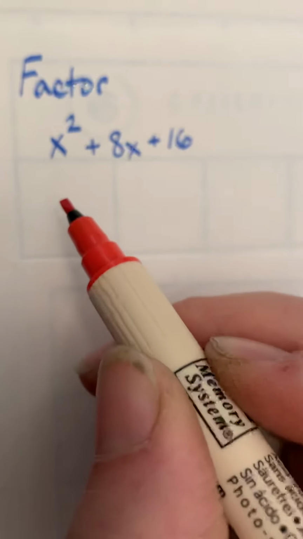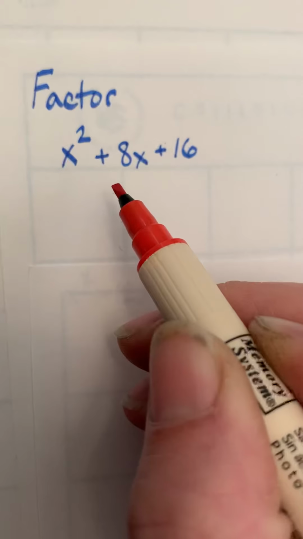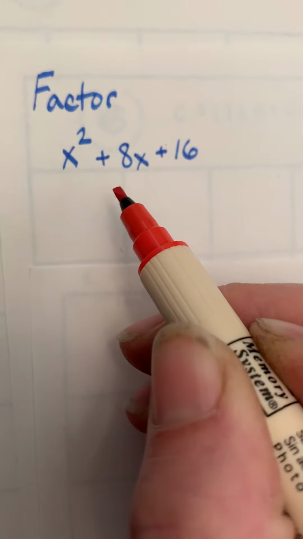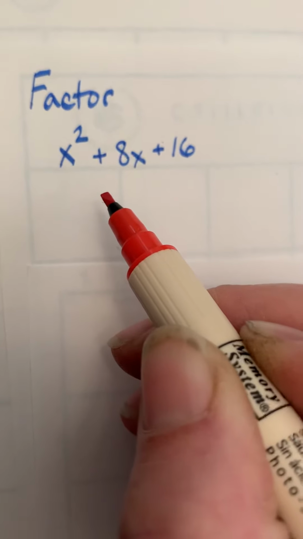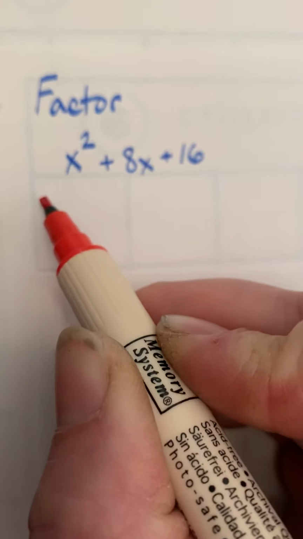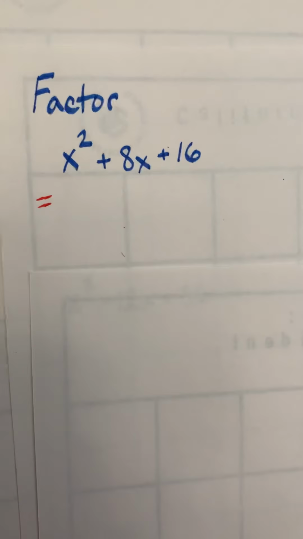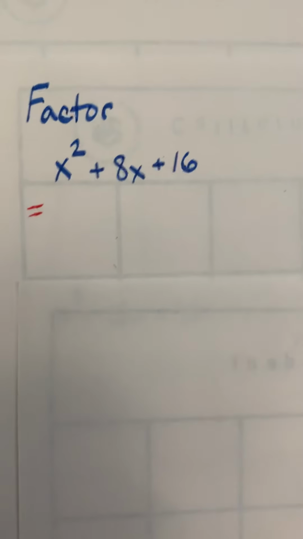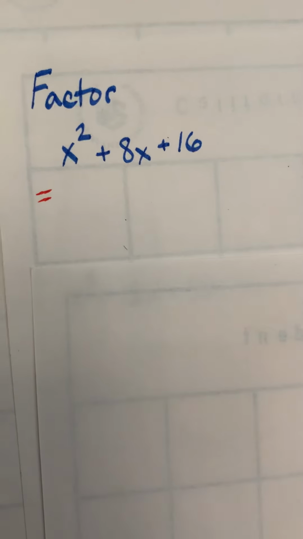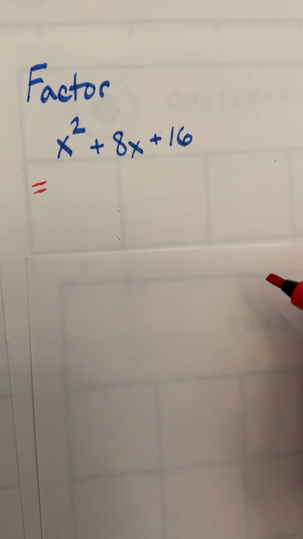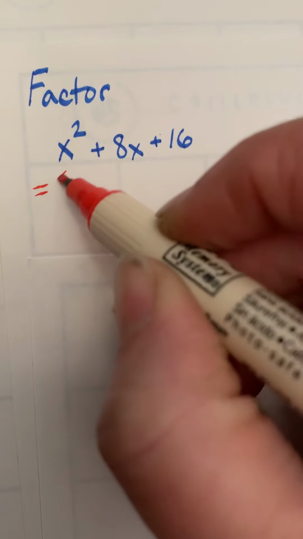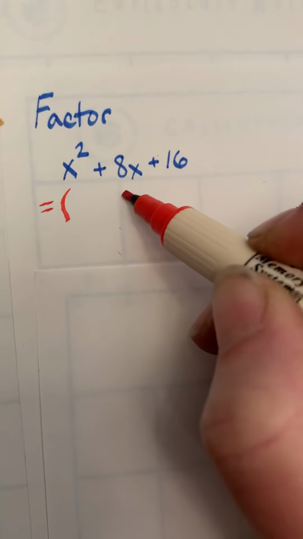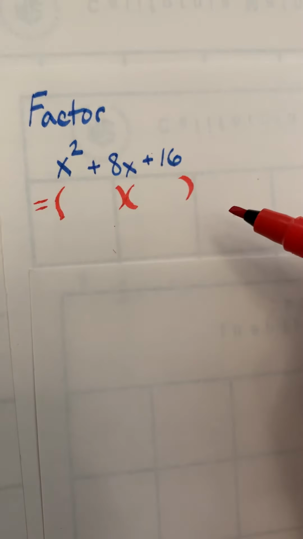Okay, so we're going to factor x squared plus 8x plus 16, and just to help you remember, factoring means change it to multiplication. So we look for greatest common factor first. Here, our greatest common factor is a 1, so we don't have to worry about that. It is a perfect square. It is a quadratic trinomial. So we're going to turn it into two binomials that we're multiplying together.